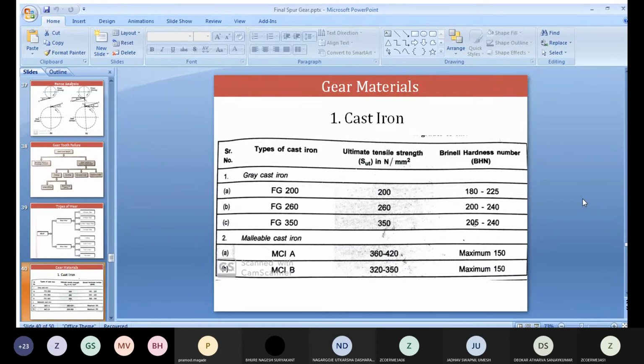Many times, in case of low load conditions or toys, the pinion and gear are both made of cast iron, or else both are made of steel. Correct? So we'll see one by one what the materials are. Firstly, just write down cast iron. The material we have to consider is cast iron.